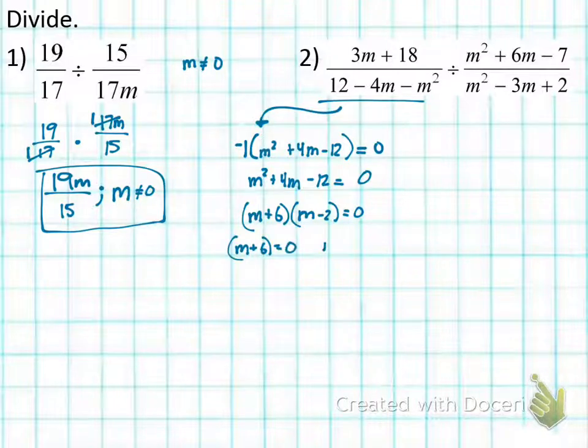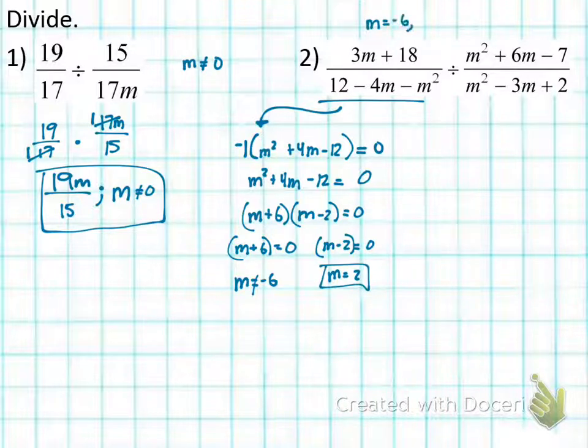And m minus 2 is equal to 0. Subtract 6 on both sides. M cannot equal negative 6. That's one of my excluded values, and m cannot equal 2. Okay? So these are two excluded values. I'm going to write these on the side someplace. So m cannot equal negative 6 or 2 at this point.